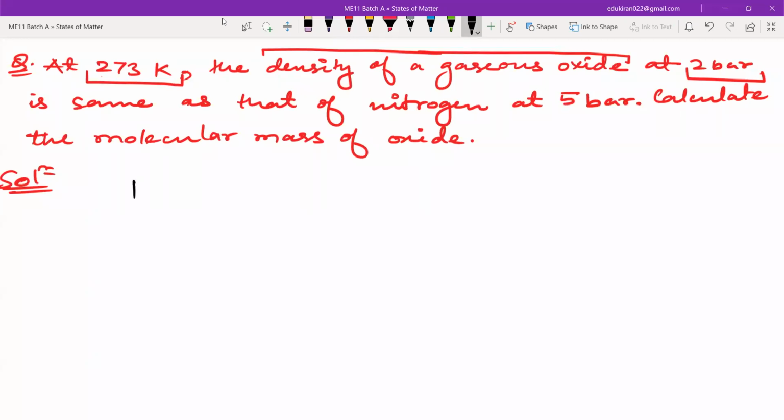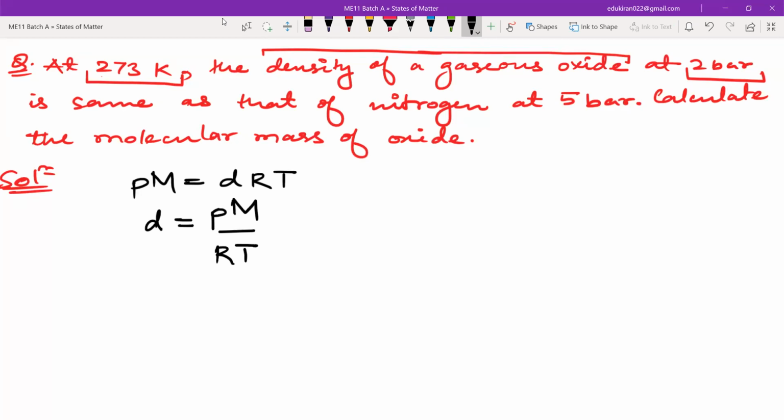So PM is equal to DRT, right? PM is equal to DRT. Hence, what can we write regarding density? Density is equal to PM upon RT, yes or no? PM upon RT, right? Yes, sir.